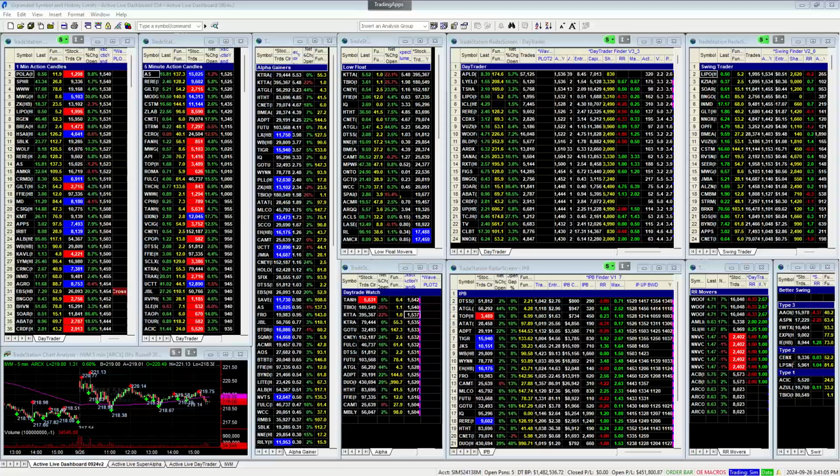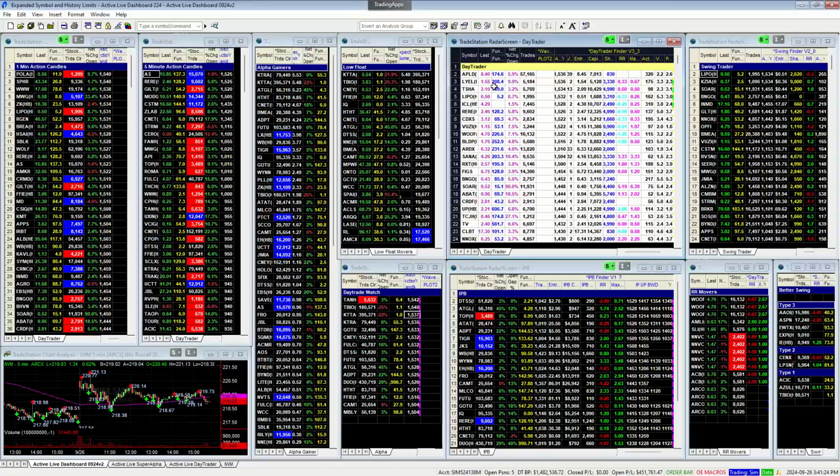All right, so I want to talk about how to use this screen for different strategies. We'll start with the day trader strategy, which is the initial abnormal break from low volatility, surprising the market essentially, right? And that is using our day trader screen right here.